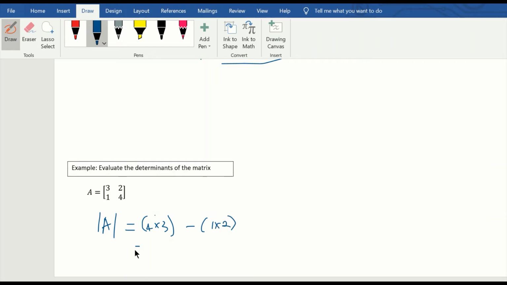So 4 times 3 gives us 12, minus 1 times 2 gives us 2. So the determinant of matrix A is equal to 10. So that is the determinant of matrix A.